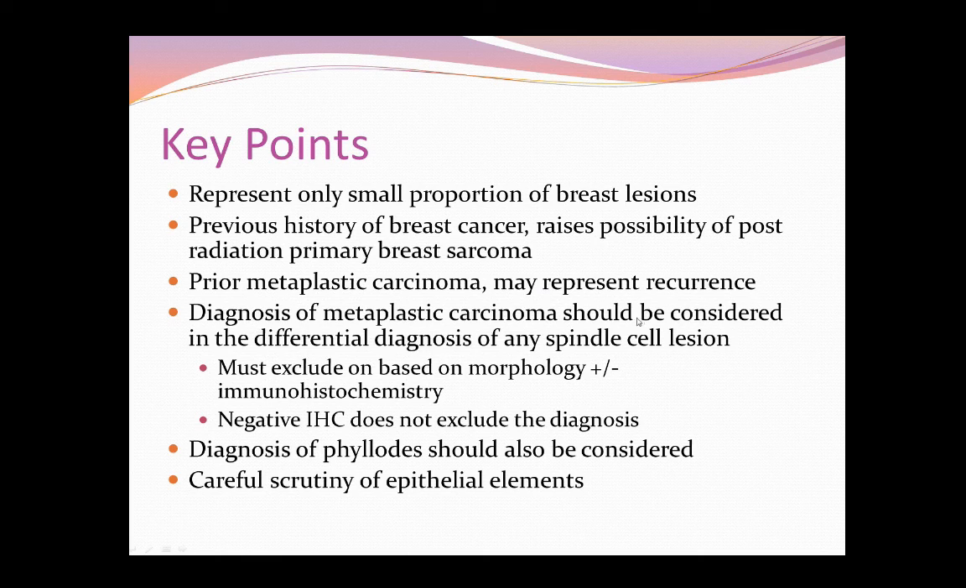The diagnosis of metaplastic carcinoma should always be considered in the differential diagnosis of any spindle cell lesion of the breast, and thus that must be excluded based on morphology, extensive grossing, looking for an epithelial component, and also IHC, but negative IHC does not exclude the diagnosis. And the diagnosis of phyllodes should also always be considered, especially if only the stromal component is sampled, and careful scrutiny of epithelial elements is important.